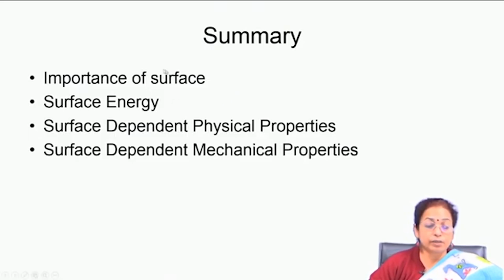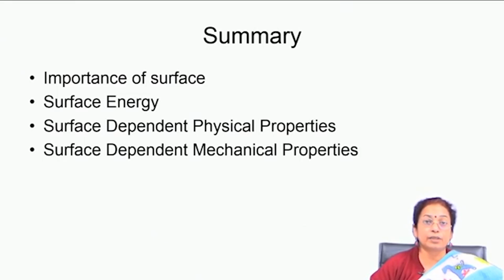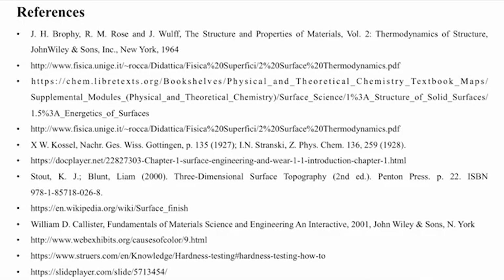In this particular talk we discussed the importance of the surface, then surface energy, the phenomena related to surface energy and the properties influenced by surface energies. We also discussed surface dependent physical properties and primary mechanical properties like flexural strength and hardness. Other important mechanical properties dependent on the surface, like wear resistance and fatigue property, will be discussed in the next few classes, and surface dependent chemical properties like corrosion and high temperature oxidation will also be discussed in the next 2 classes.